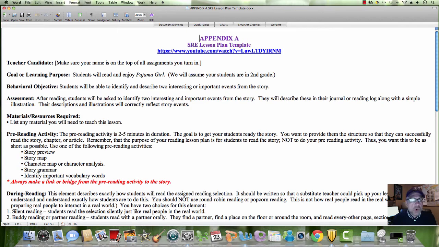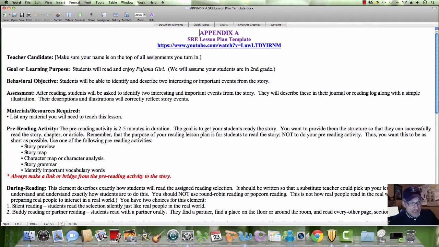Today I want to just go over our first assignment, the SRE lesson plan template, and you'll see a nice little YouTube there. I have given you a scaffold, so we're just going to go over it, not a real long one. Make sure you put your name on the top of all assignments that you put in the Dropbox, of course. I have given you the purpose statement or learning goal for this, so you can just keep that as the same. I have given you the behavioral objective for this lesson plan.